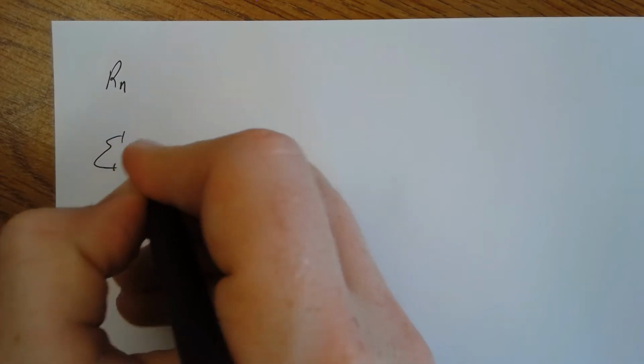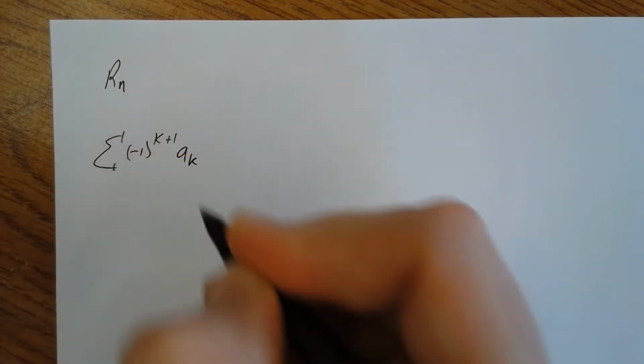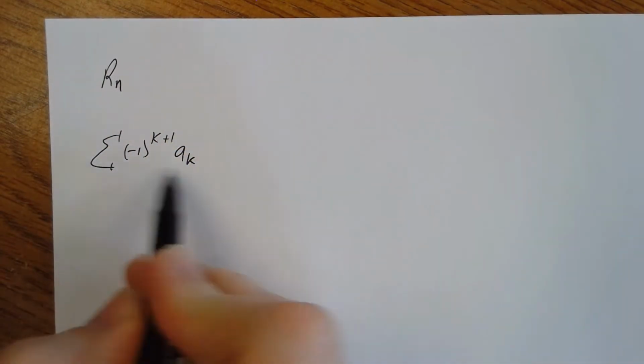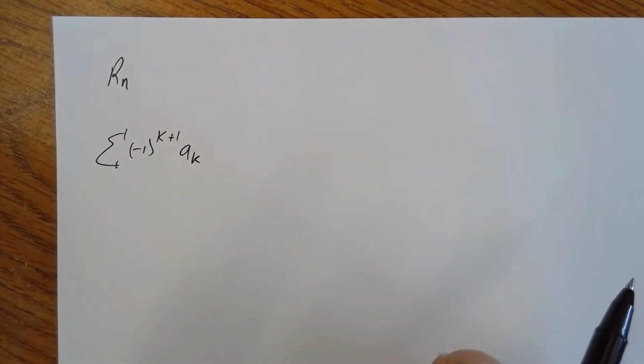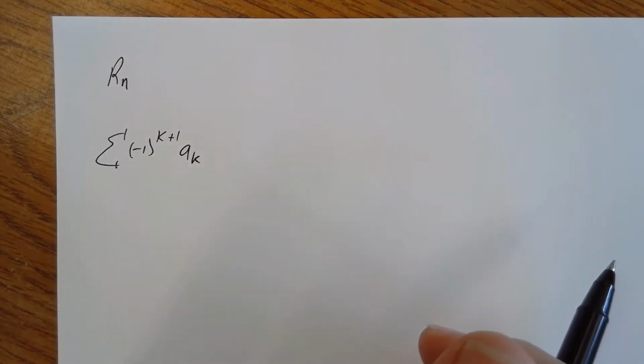So in this case, we're talking about the remainder of a series using -1 to the power of k plus 1 times some other function a sub k. So this is an alternating series such that, again, a sub k still has those two very specific properties. It is always not increasing for every individual term, and the limit of a sub k equals 0.